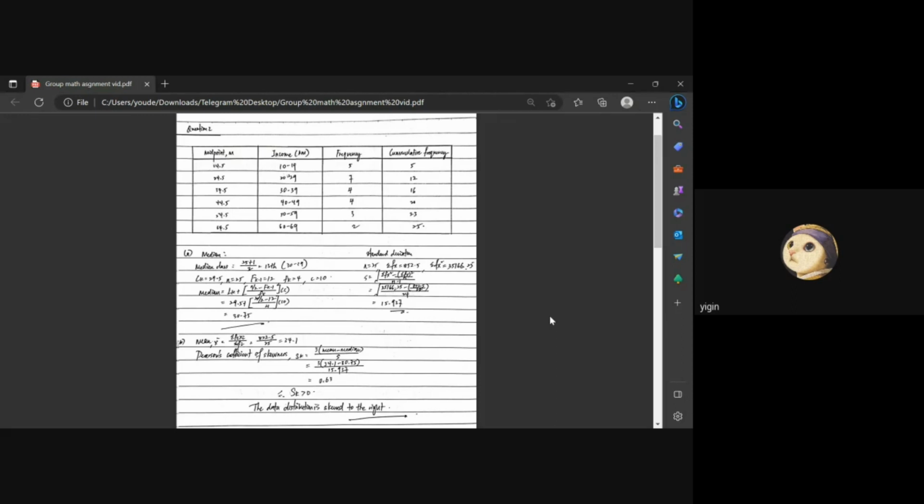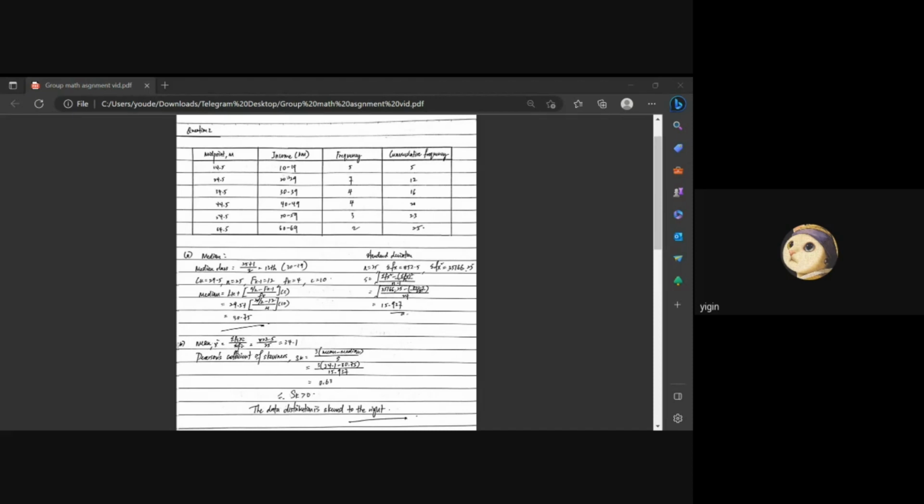So for B, we have to calculate the mean. To calculate the mean, we have to create a new column for the midpoint, and then we calculate the midpoint for each interval. The midpoint is represented by x, and we can calculate fx by multiplying the midpoint with its corresponding f. And then we take the sum of the fx divided by the sum of frequency, then we can get the mean. The value is 34.1.